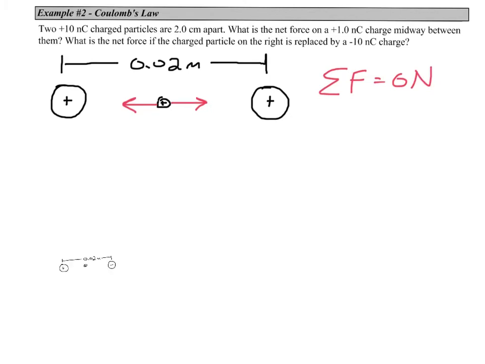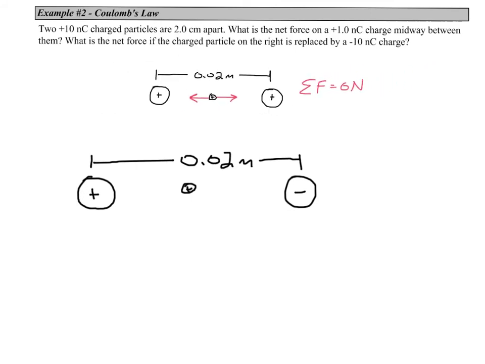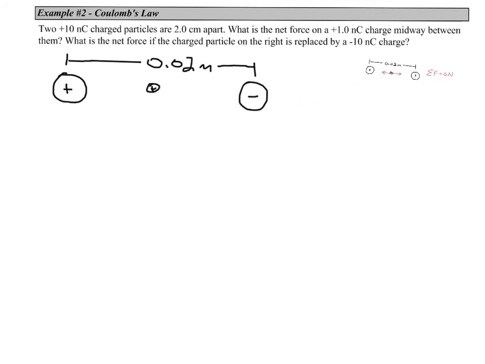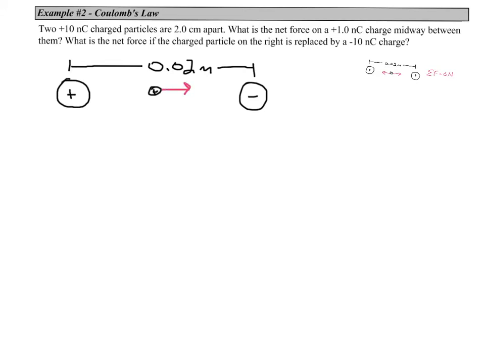Okay, but what happens if we replace that right-hand particle with a negative 10 nanocoulomb charge? In this case, what's going to happen is the one on the left will push the middle charge to the right, and because of opposite charges, the one on the right will pull the middle one to the right, and we're going to end up with a net force to the right. So Coulomb's law will tell us the magnitude of that net force. What we do is figure out one of those net forces and then simply double it.